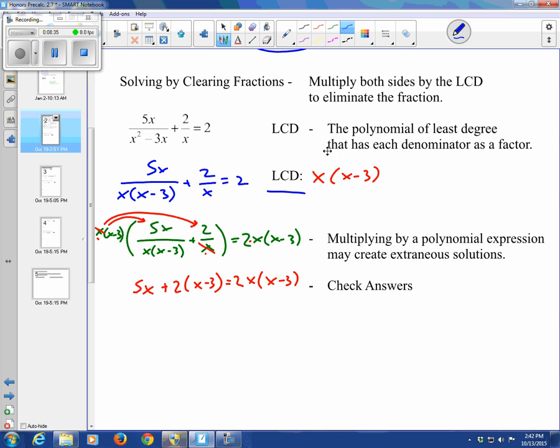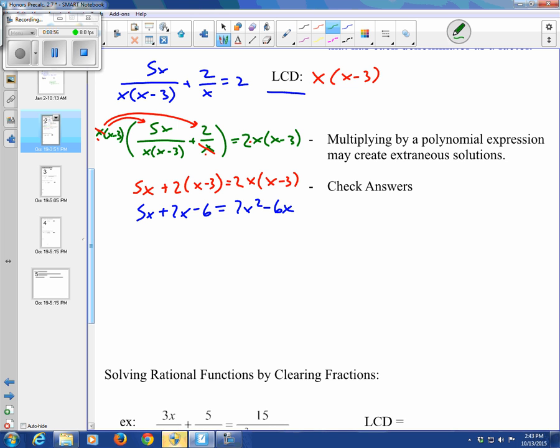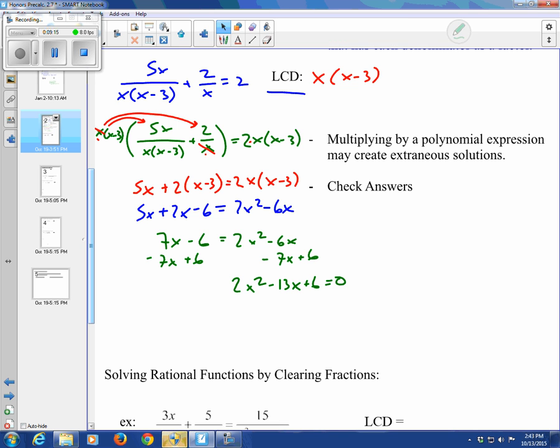So I've got 5x plus 2x minus 6 equals 2x squared minus 6x. What we can see is that we've got a quadratic equation, so we can bring all of our terms to one side and see if we can factor or use the quadratic formula. I'm going to combine these like terms first. We've got 7x minus 6 equals 2x squared minus 6x, minus 7x plus 6, and this is going to give us 2x squared minus 13x plus 6 equals 0. So, can I factor this?